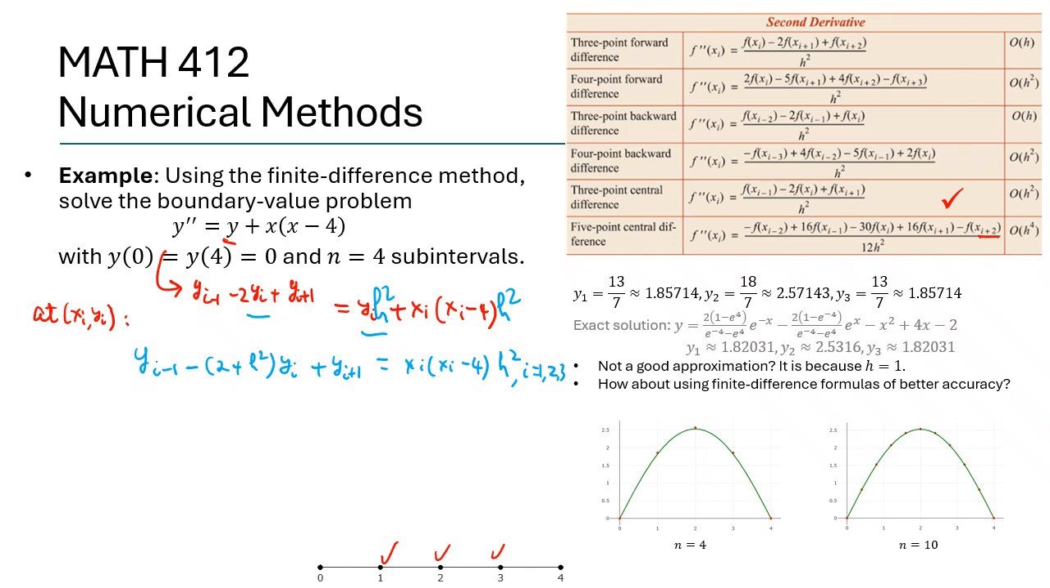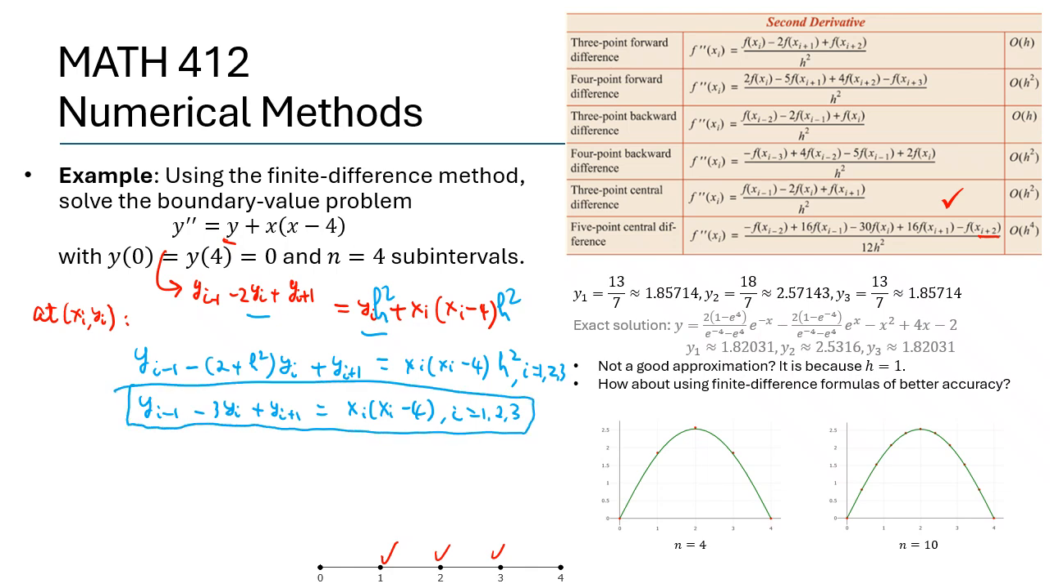Now we'll see, h is 1, right? In our case, when we use m is 4, h is 1. So in this case, this is y sub i minus 1 minus 3y sub i plus y sub i plus 1, and h is 1, so x sub i minus 4. Yes, i changes from 1, 2, 3. Now we can simplify it.